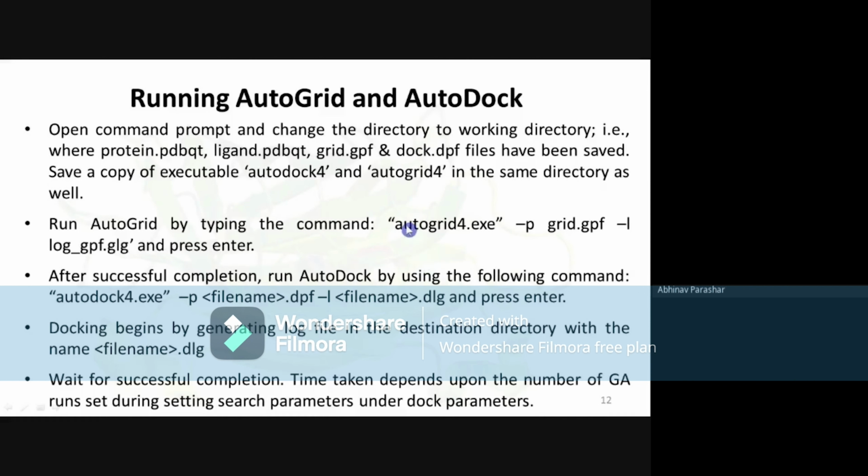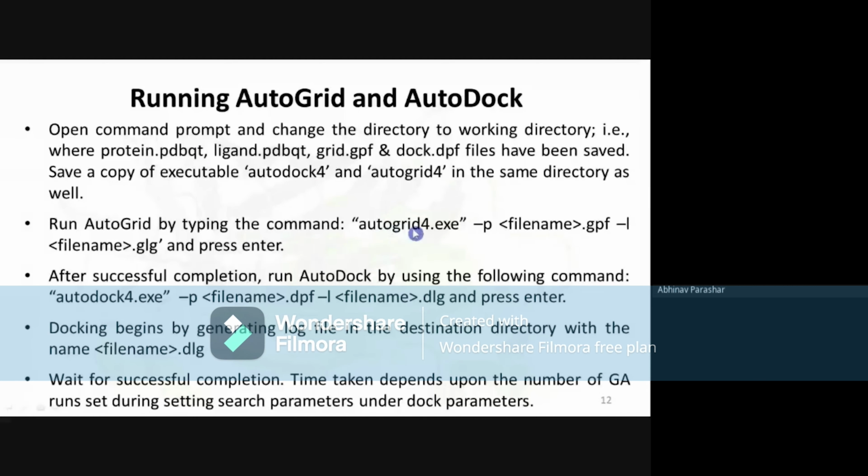You may also make a note of these. I should rename this. This is autogrid4.exe -p grid.gpf. Instead of that, I should have written file name .gpf and -l log_gpf .glg. Instead of that, I should write file name over here. So I just correct this. This is the command that you are going to use for autogrid. So please make a note of this for a quick reference.